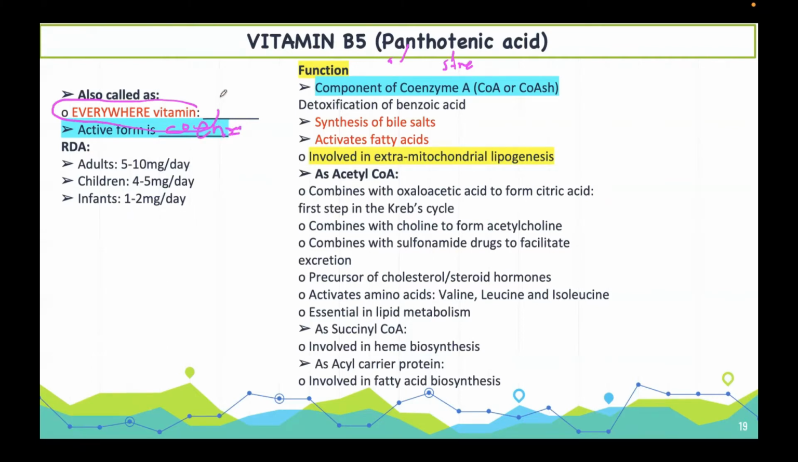And the recommended dietary allowance for your vitamin B5, usually for adults, is 5 to 10 milligrams per day. For children, 4 to 5 milligrams per day. And then for infants, 1 to 2 milligrams per day.